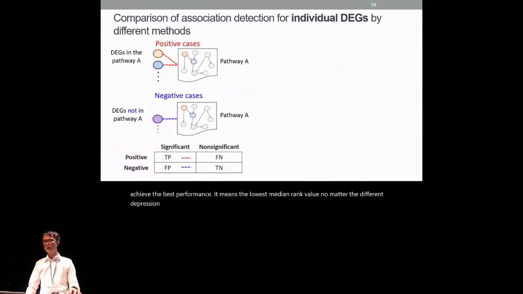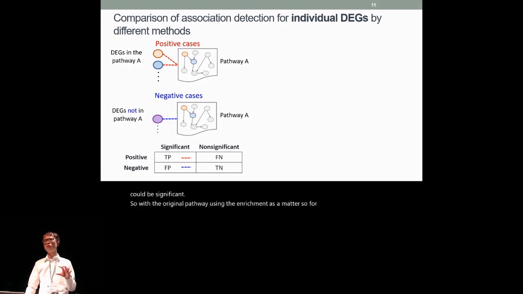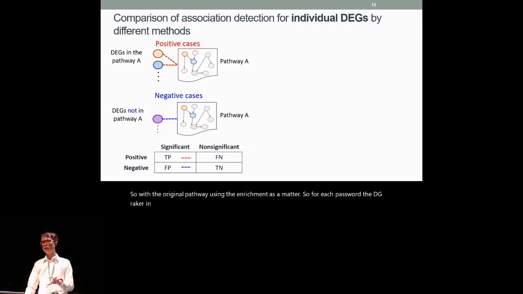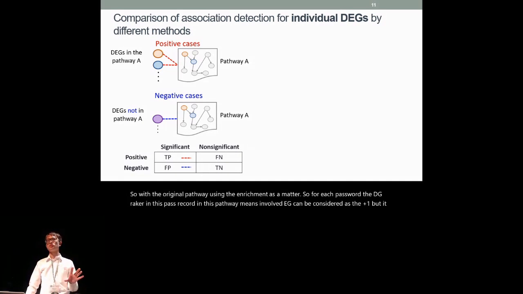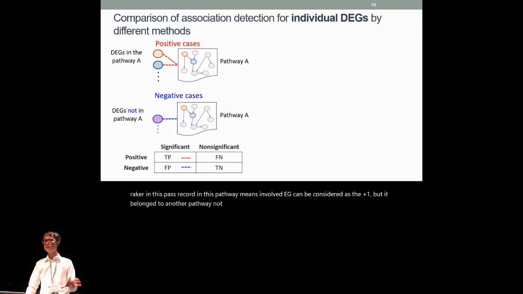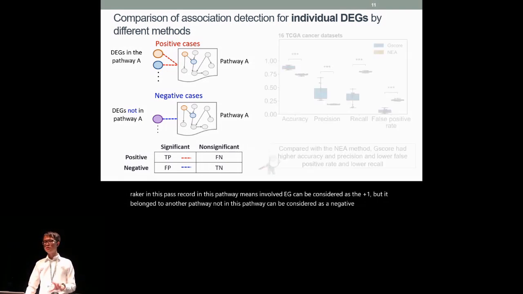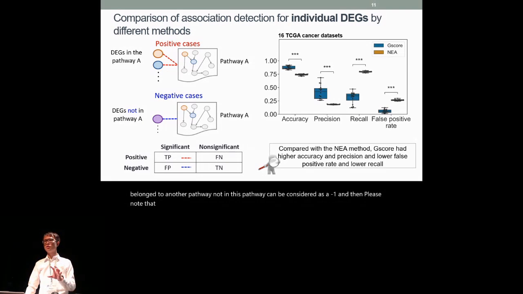Next, we would like to ask whether the DEGs involved in a pathway could be significantly associated with the original pathway using the enrichment analysis method. For each pathway, a DEG recorded in this pathway can be considered as a positive one, but if it belongs to another pathway, not this one, it can be considered as a negative one. Please note that only G-score and NEA can query just one gene. Compared to the NEA method, our G-score had a higher accuracy, precision, and lower false positive rate.